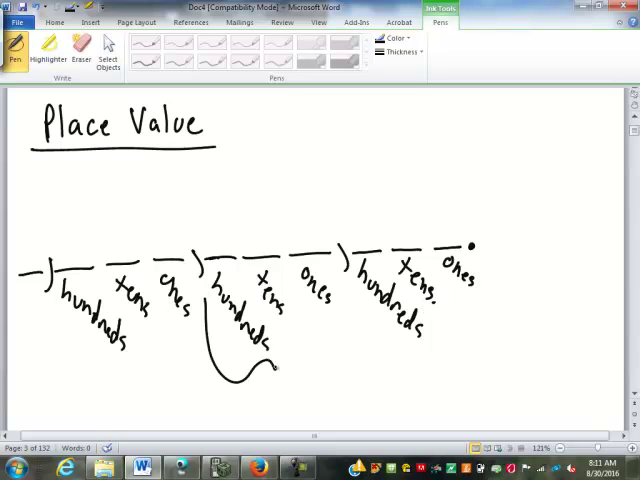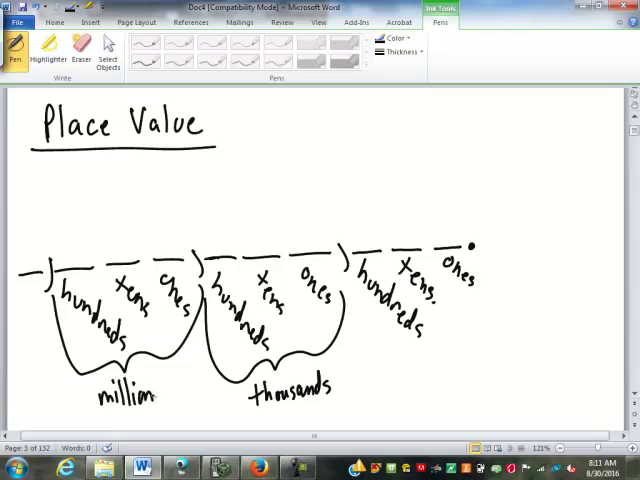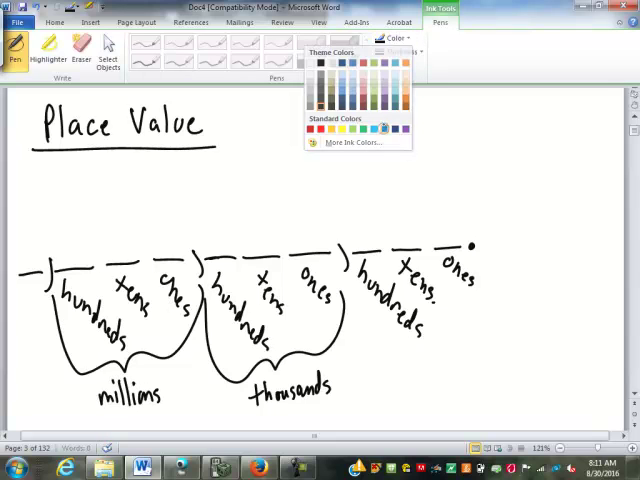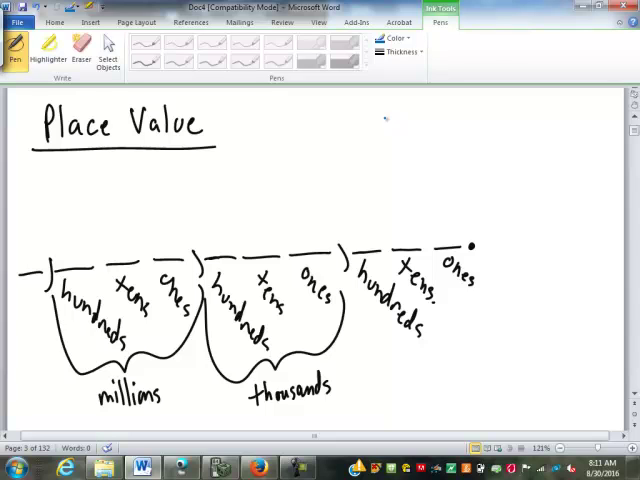This then is what's called the thousands group. This is the millions group. So when we name a place value, we name its place value and the group it's in. So this would just be the tens place. This is the 10 thousands. This is the 10 millions. Up here would be the 10 billions and so on.